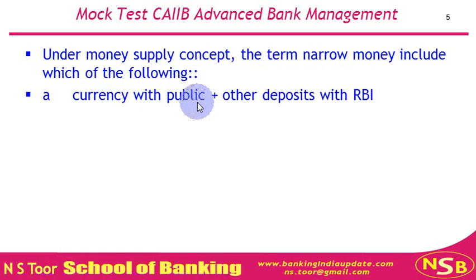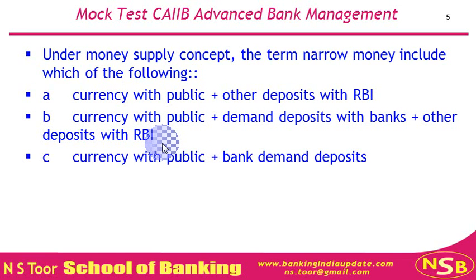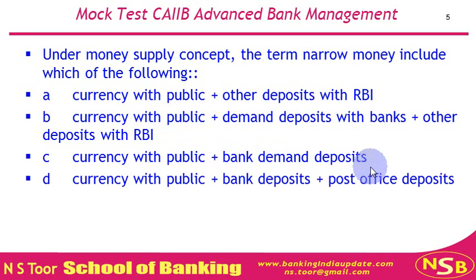A. Currency with public and other deposits with RBI. B. Currency with public plus demand deposits with banks plus other deposits with RBI. C. Currency with public plus bank demand deposits. D. Currency with public plus bank deposits plus post office deposits.